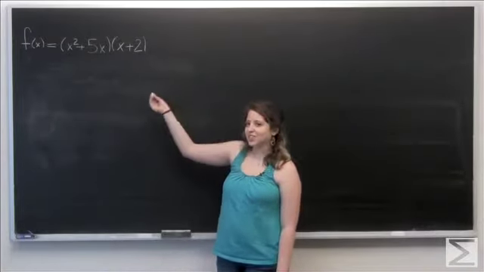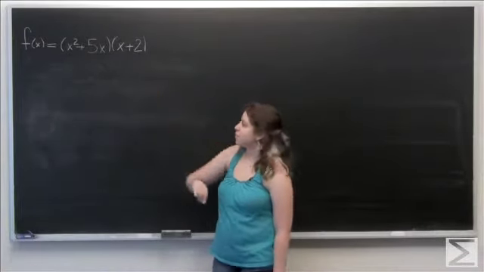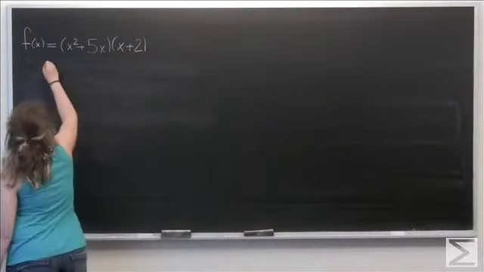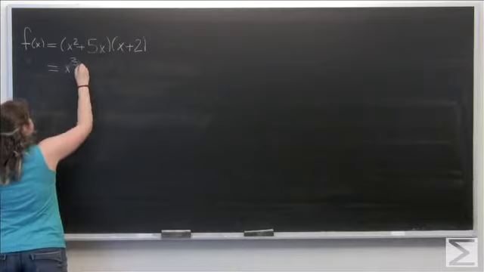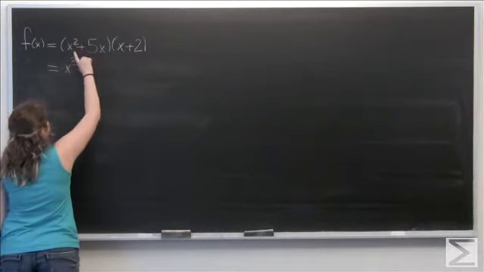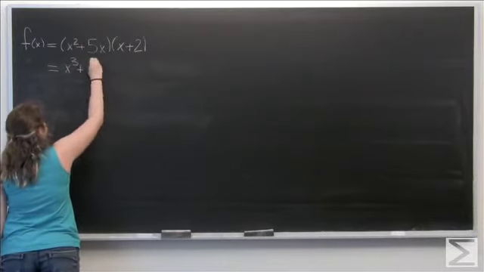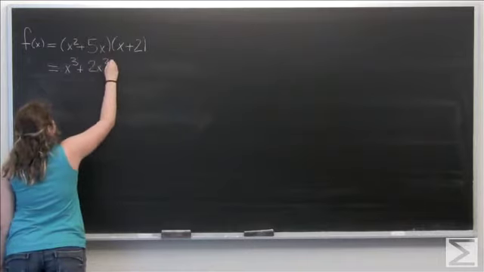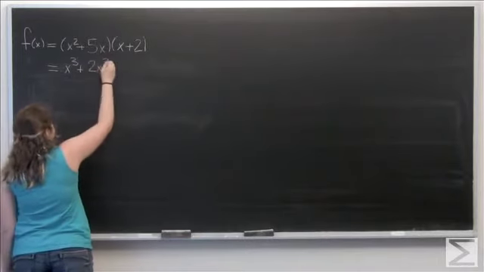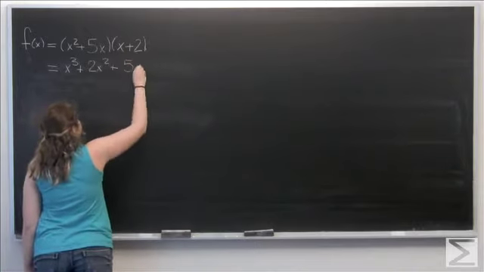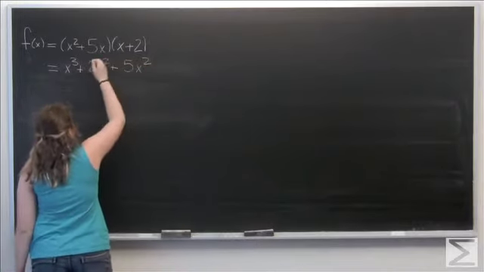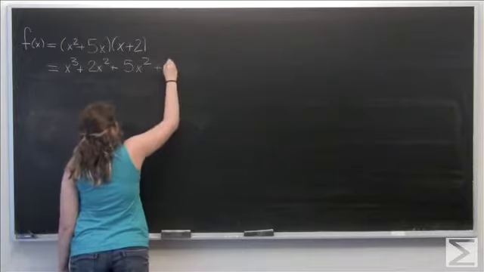So the first thing we're going to do is multiply out these polynomial expressions. So we have x squared times x, which is x cubed, plus x squared times 2, which is 2x squared. And then we have plus 5x times x, which is 5x squared. And then plus 5x times 2, which is 10x.